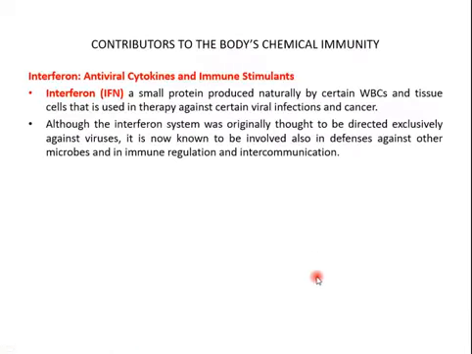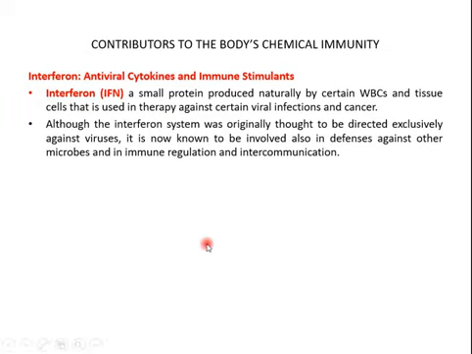Okay, we have other materials like interferon, antiviral cytokines, and immune stimulants. Interferon is a small protein produced naturally by certain white blood cells and tissue cells that is used in therapy against certain viral infections and cancer. I think all of you know about the role of interferon as a therapy against viral infections or cancer.